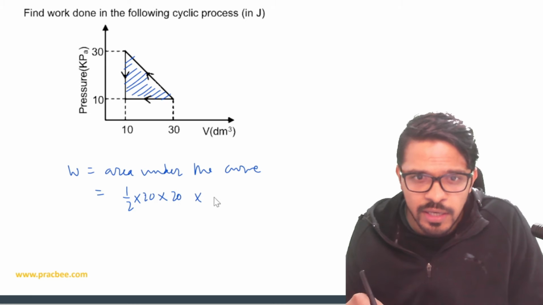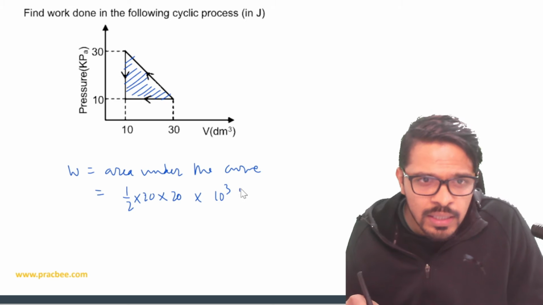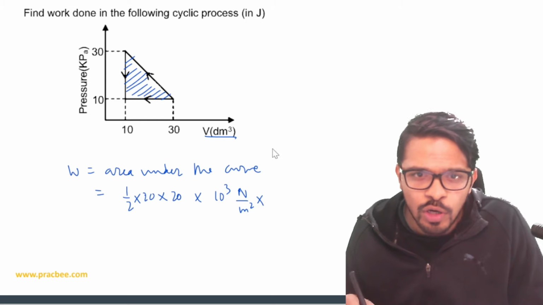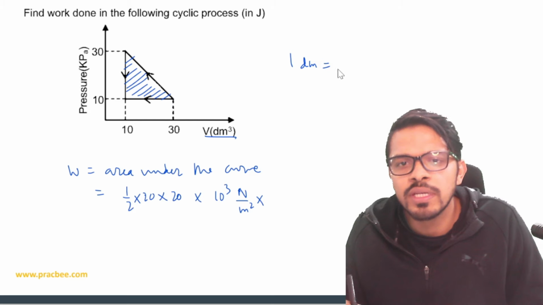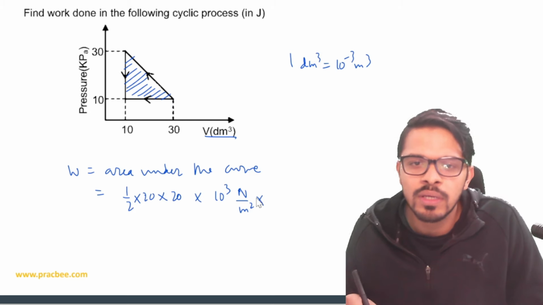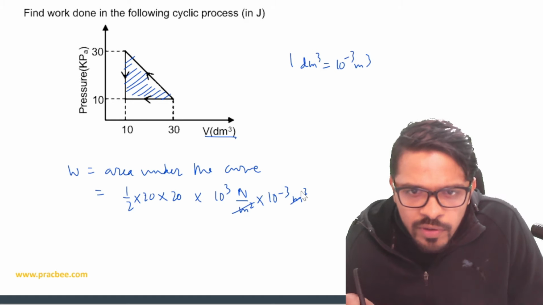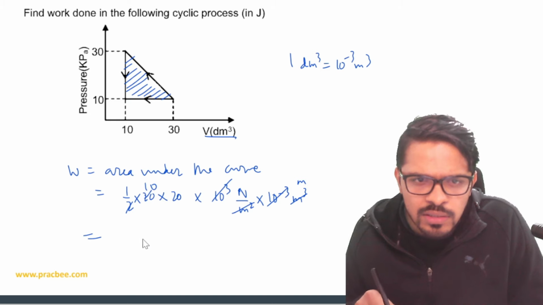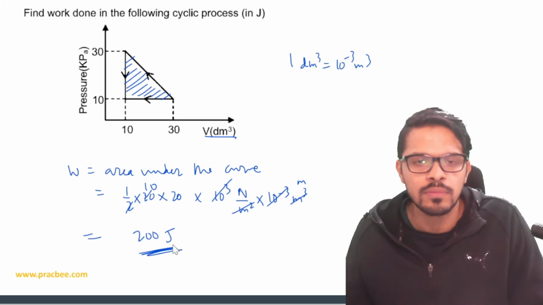The pressure is in kilopascals, so I'll write 10 to the power 3 pascals, that is newton per meter square. And if we talk about volume, that is in decimeter cube. We know 1 decimeter cube is 10 to the power minus 3 meter cube. So I multiply it by 10 to the power minus 3 meter cube. We'll get joules, the 3 will go away. So that tells us the answer is 200 joules, right?